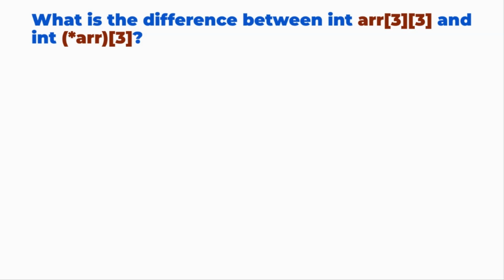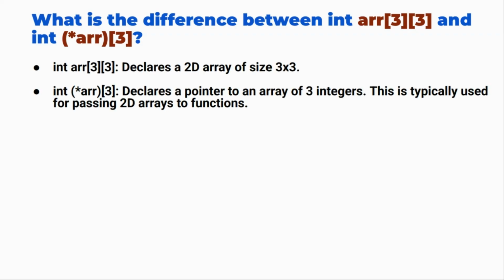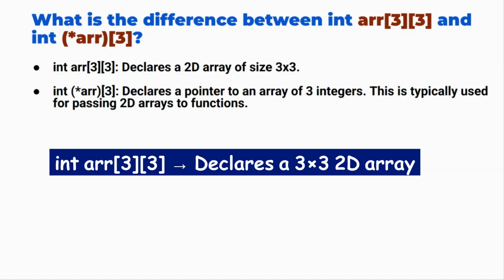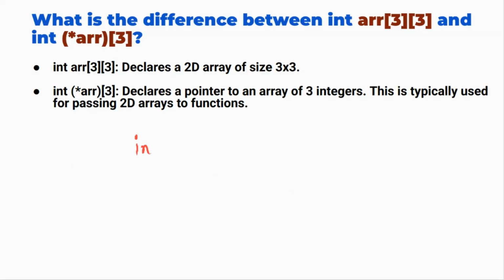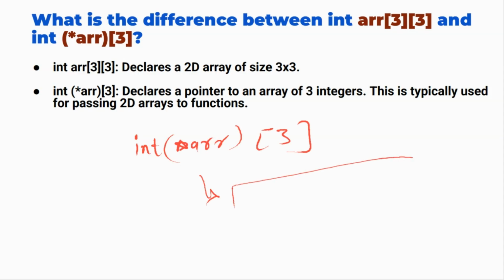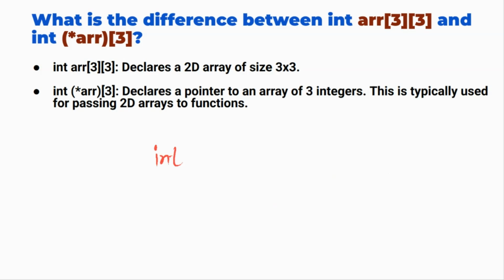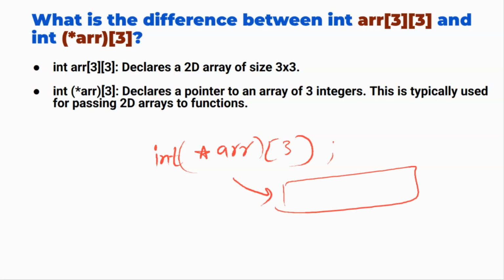What is the difference between int ARR 3 by 3 and int star ARR of 3? Here int ARR of 3 by 3 declares a 2D array of size 3 by 3. But int star ARR of 3 declares an array of 3 pointers. So int star ARR of 3 will hold 3 pointers. This statement declares an array containing 3 pointers, so it will have 3 elements and each element will hold an integer pointer.